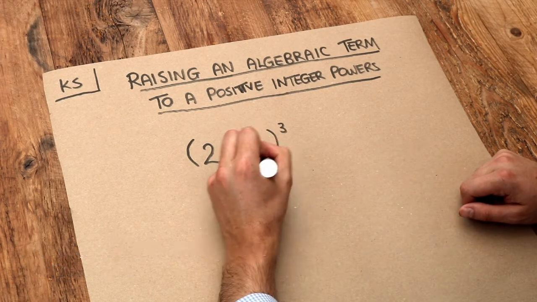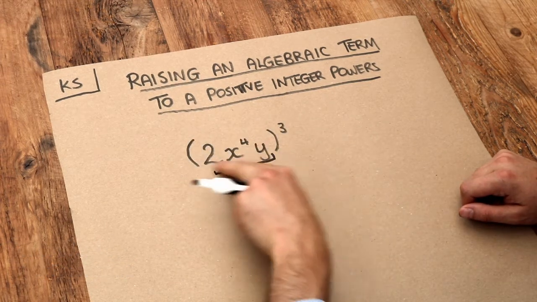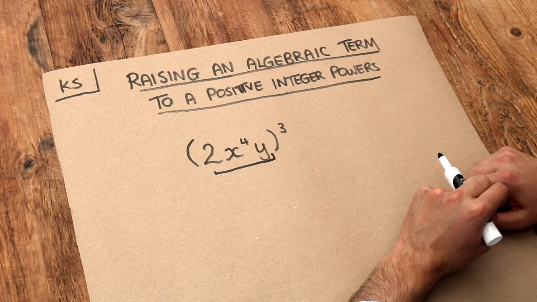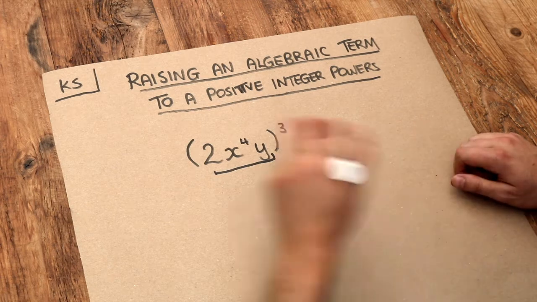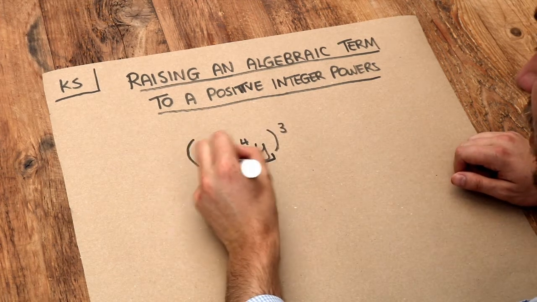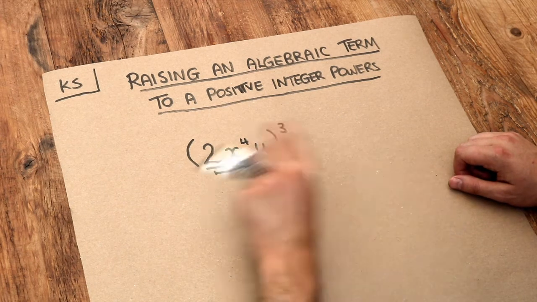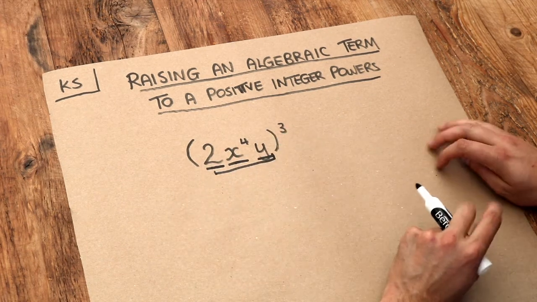So we've got a single algebraic term here and we're raising that to a power, here the power of 3. And all we need to do is, for each of the things inside that term, so we've got the 2, the x to the 4 and the y, we raise each of those to that power.